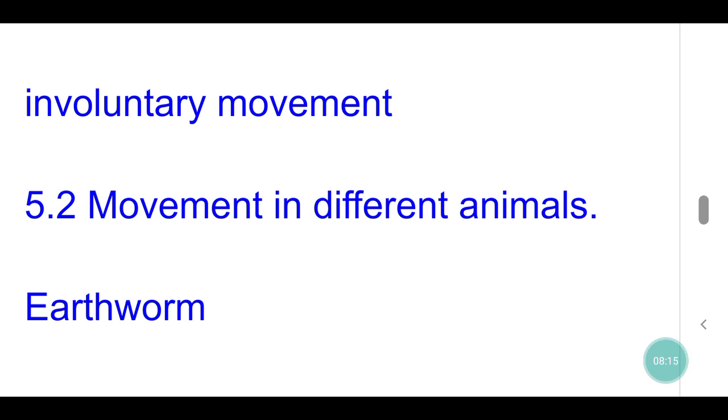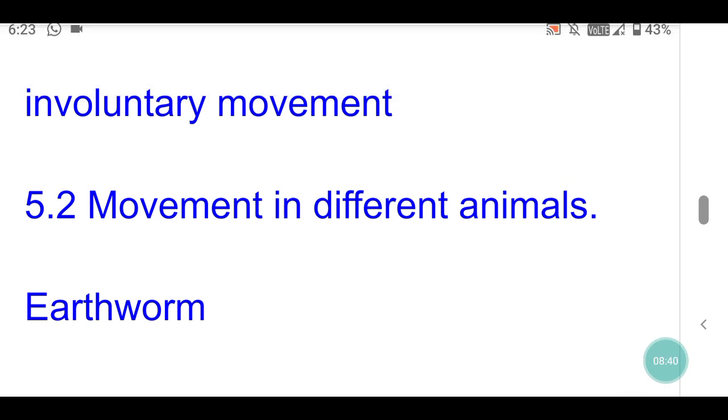Like a brush, daily we are cleaning our teeth with a brush, in that bristles are there. In the same way, the earthworm also has bristles, which are connected with muscles. These bristles help to get grip on the ground during movement.